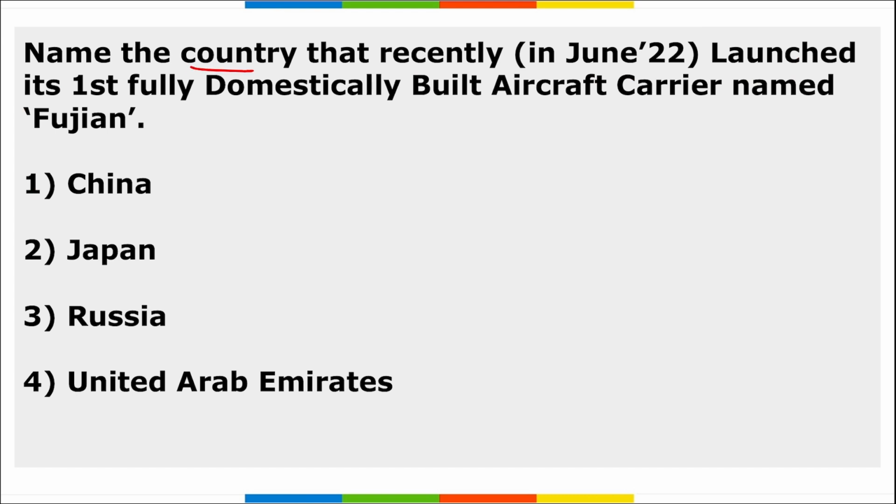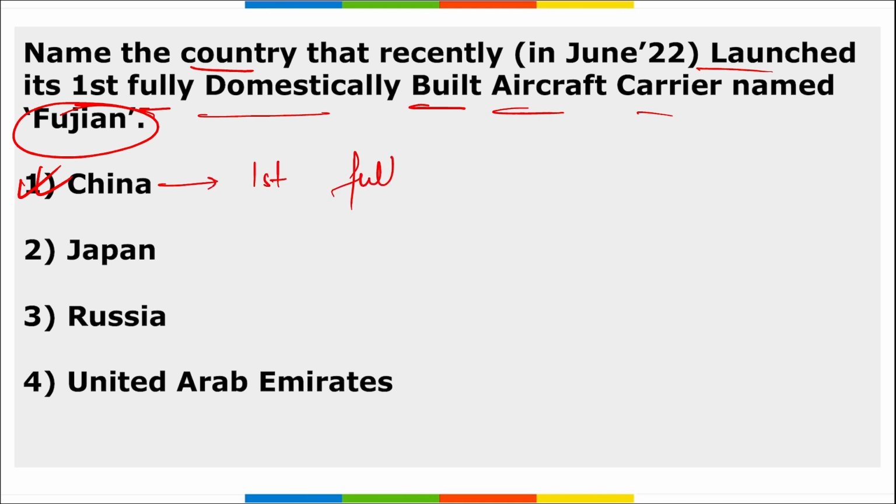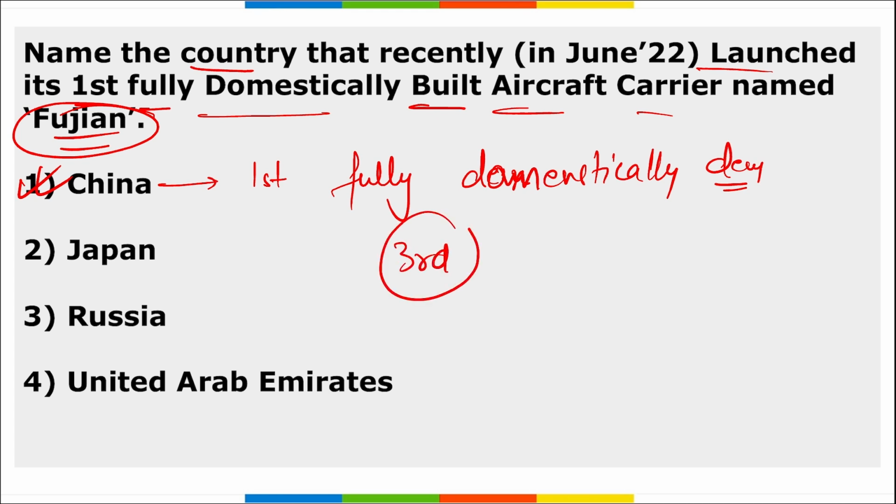Next, name the country that recently launched the first fully domestically built aircraft carrier named Fujian. This Fujian was launched, as the name suggests, by China and is the first fully domestically developed aircraft carrier that was named Fujian. Highly important. Alright, also remember Fujian is China's third aircraft carrier that is built by CSSC, that is your China State Shipbuilding Corporation Limited.